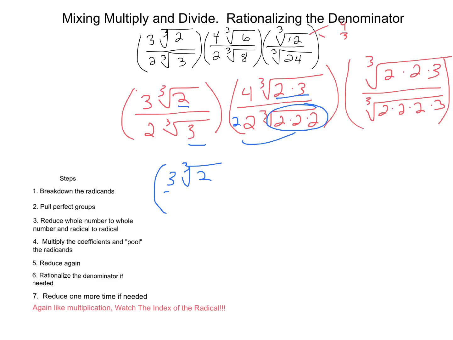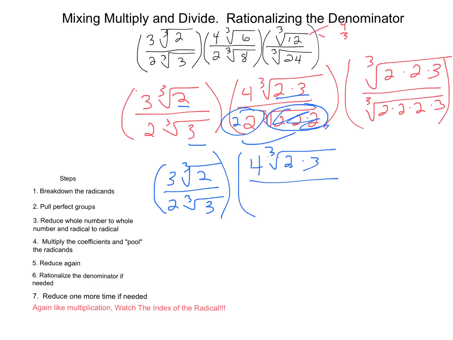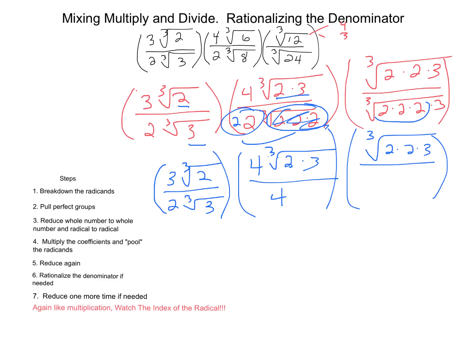3 radical 2, all over 2 radical 3. 4 radical 2 times 3. Oops. Need the index to be correct. 3. There we go. Now here I could take out a perfect grouping. That makes a 4. Now on the top, I've got nothing, so cube root of 2 times 2 times 3. Here I can take out a perfect set of 2's. So you get 2 cube root 3.